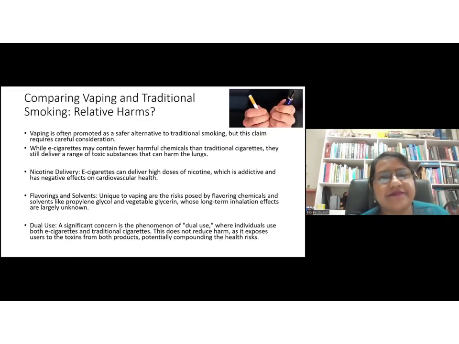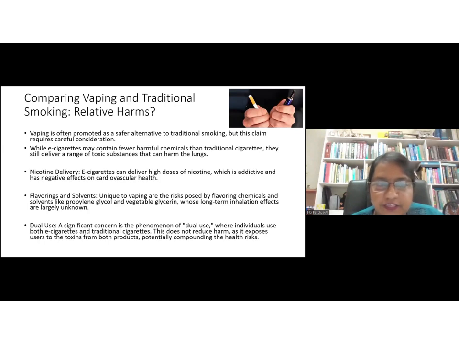Now, what makes vaping different from traditional smoking? So vaping is often promoted as a safer alternative to traditional smoking, but this claim requires careful consideration. While e-cigarettes may contain fewer harmful chemicals than traditional cigarettes, they still deliver a range of toxic substances that can harm the lungs. Nicotine delivery: e-cigarettes have a higher dose of nicotine delivery as compared to traditional cigarettes, which makes them even more addictive.